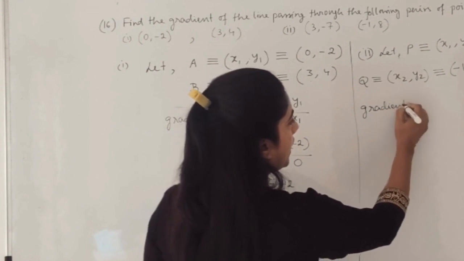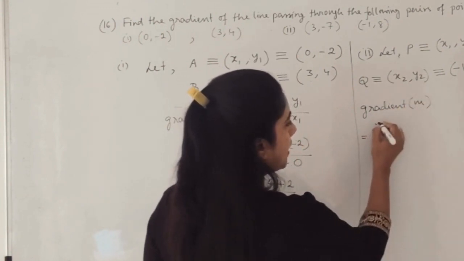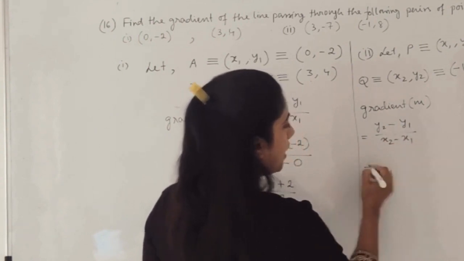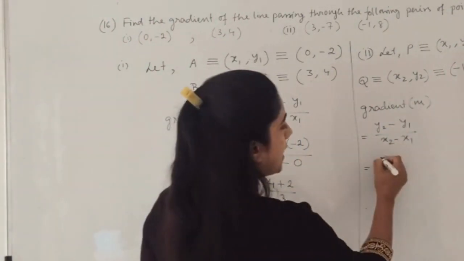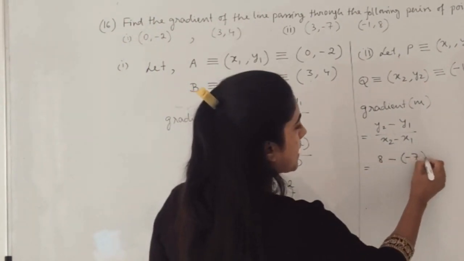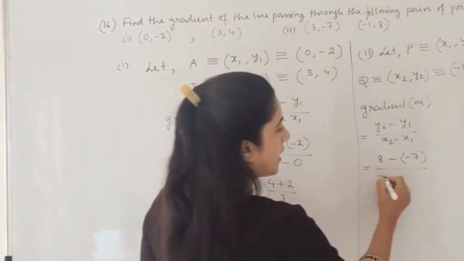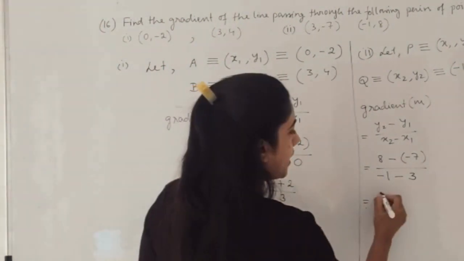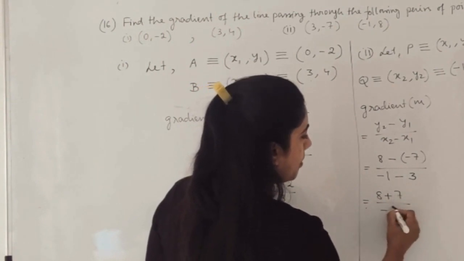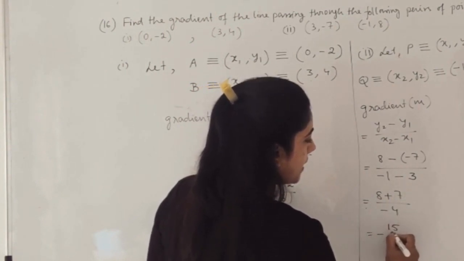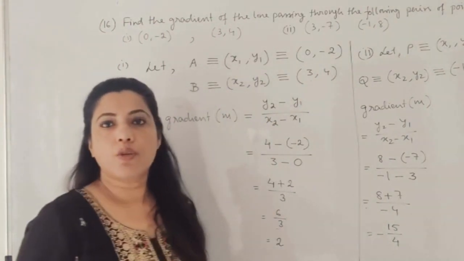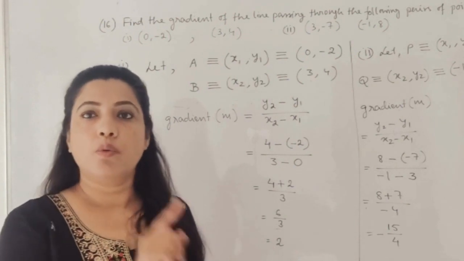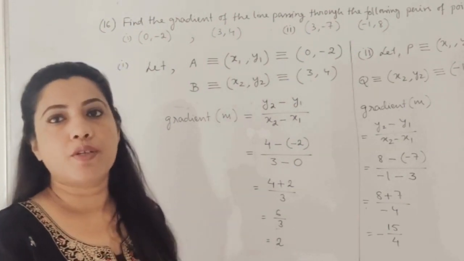So you can write down gradient m. Please write the formula always y2 minus y1 upon x2 minus x1. Put the values, y2 is 8 minus y1 is -7 upon x2, that is -1 minus x1 is 3. So calculate 8 plus 7 upon -4, which gives us -15 upon 4. Okay, so when 2 points are given, we can find out the slope or the gradient of the line as y2 minus y1 upon x2 minus x1.